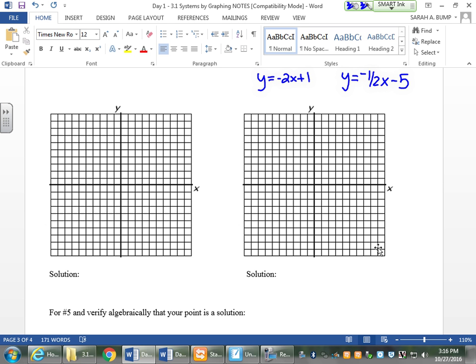Graphing the first one, slope is negative 2 over 1, or move the negative to the bottom. Y-intercept is positive 1. And I'm going to rise and run a whole bunch of times, down 2, right 1. Keep doing it. Or up 2, left 1.